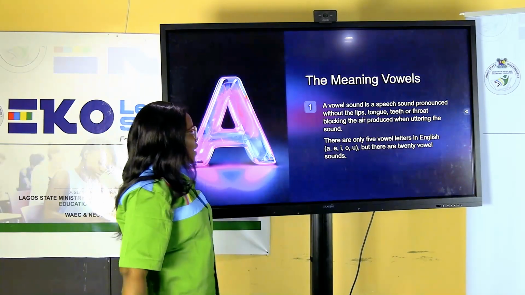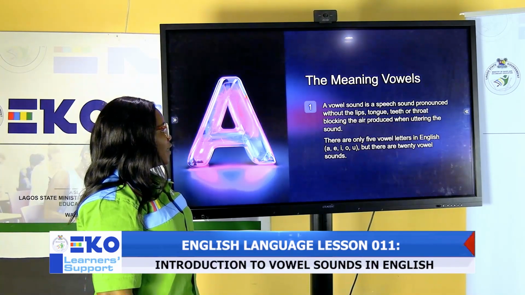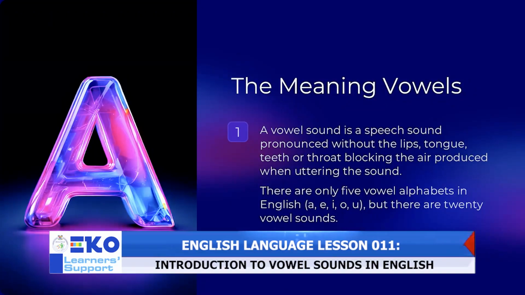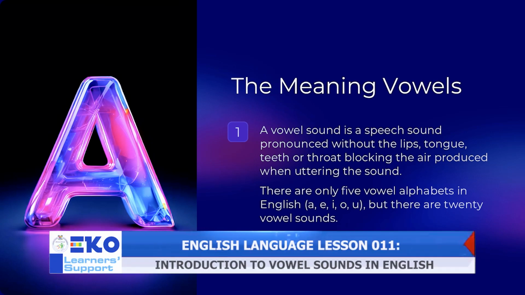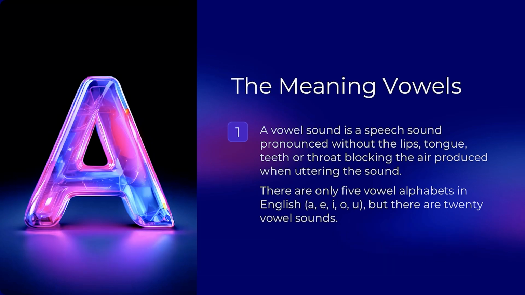What are vowel sounds? Vowel sounds are speech sounds pronounced with the lips, tongue, teeth, and throat. This means that when vowel sounds are produced, there is no obstruction of air coming from the lungs. There is a free flow of air, unlike its counterpart, which is the consonant.